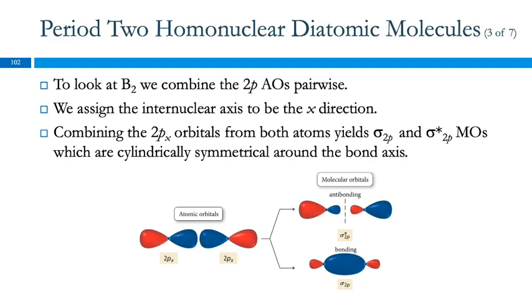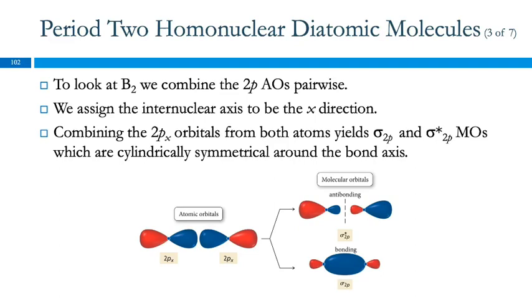Well, when we go to the next element, boron, now we're getting into p orbitals. So we have to look at how p orbitals are going to combine. So just so that we don't get confused, the axis that's going between the nuclei, we're going to call this the x-axis. We're always going to have that be the x-axis, and then y and z would be perpendicular to that. But x is the internuclear axis. It's between the nuclei.